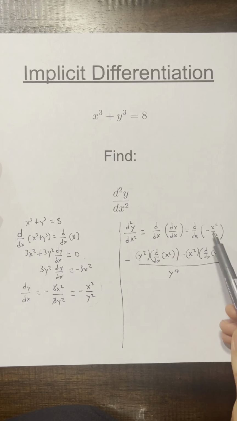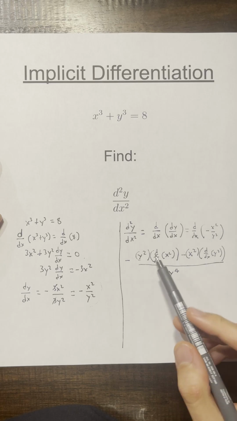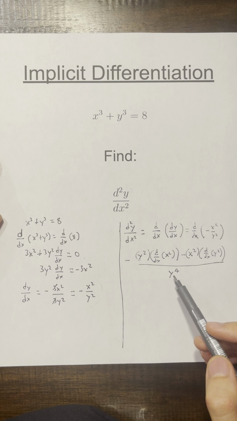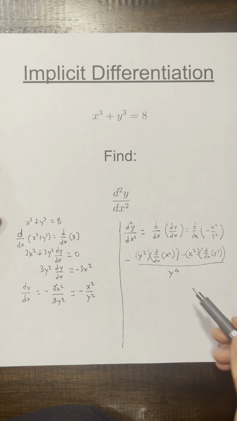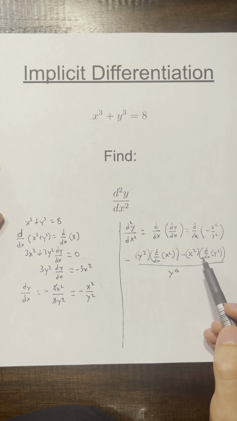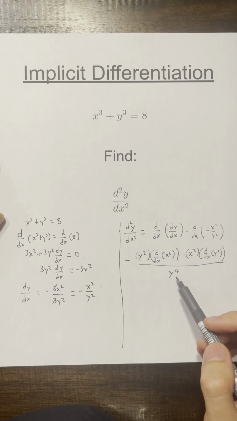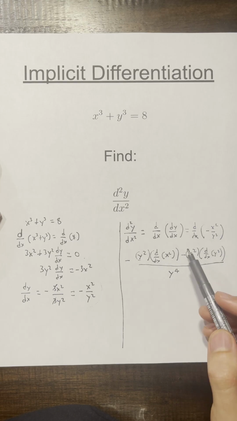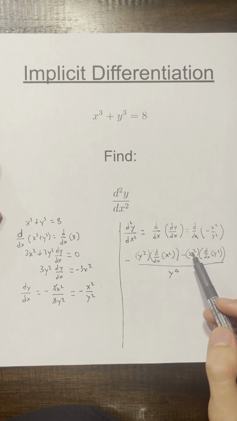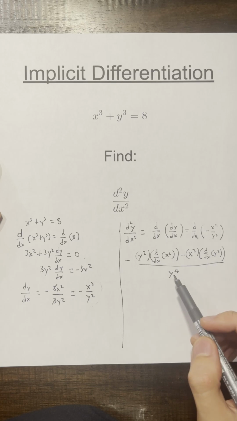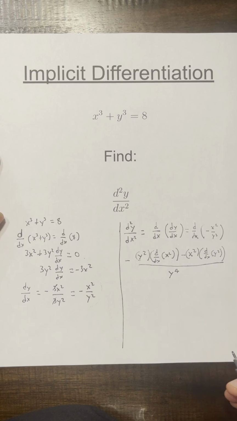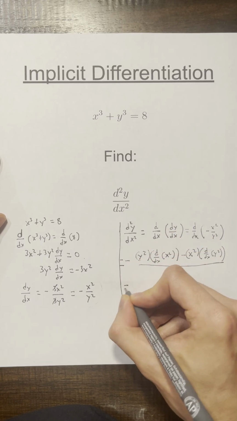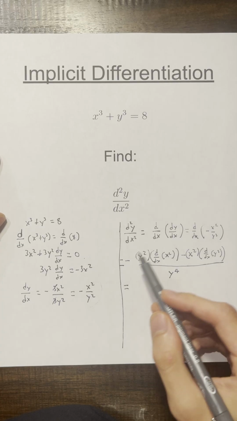But yeah, the song for quotient rule goes like this. Low d high minus high d low over low times low. Wait, I need to sing it. Low d high minus high d low over low times low. Yeah, so low d high minus high d low over low times low. Okay, so that's equal to this. And so we're going to simplify this.